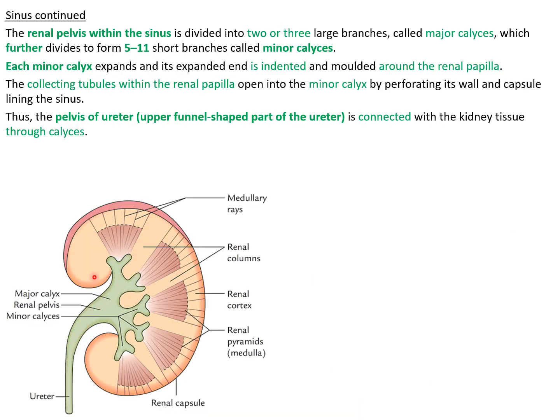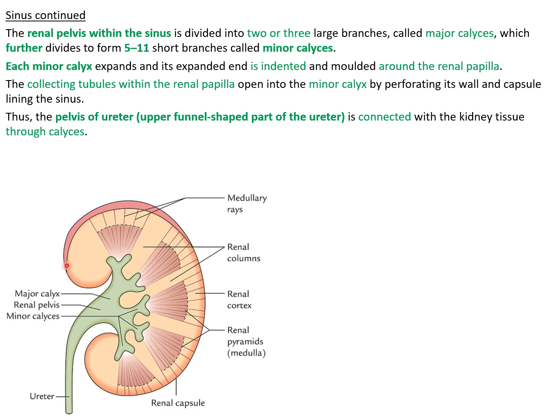The renal pelvis within the renal sinus divides into 2 to 3 large branches called major calyces, and each major calyx divides into short branches called minor calyces. The minor calyces are 5 to 11 in number. Each minor calyx at its end expands and is indented by the renal papilla and molds around the renal papilla. The collecting tubules in the renal papilla first perforate the renal capsule, then the wall of the minor calyx, and then open into the minor calyx.